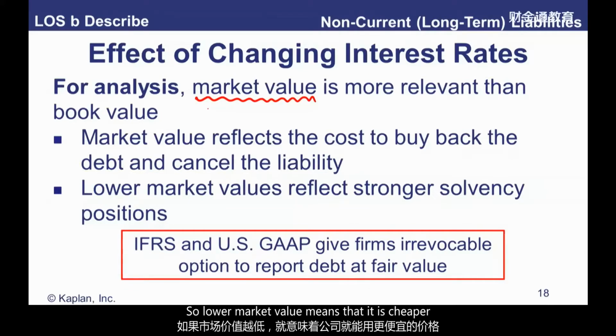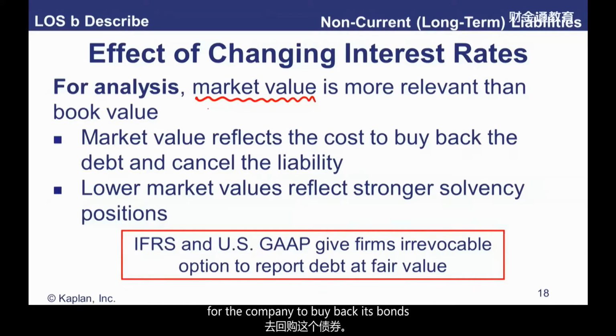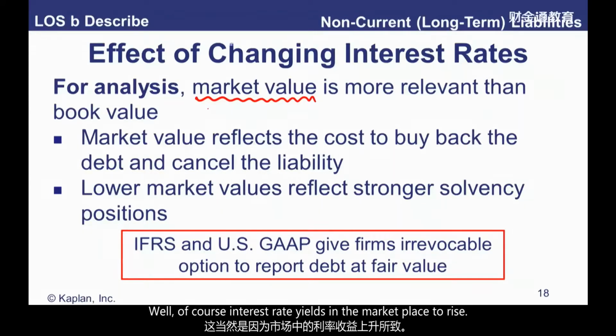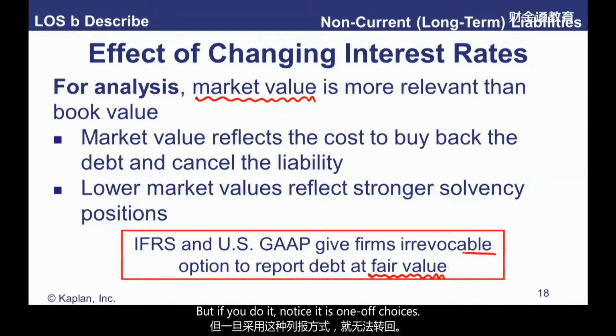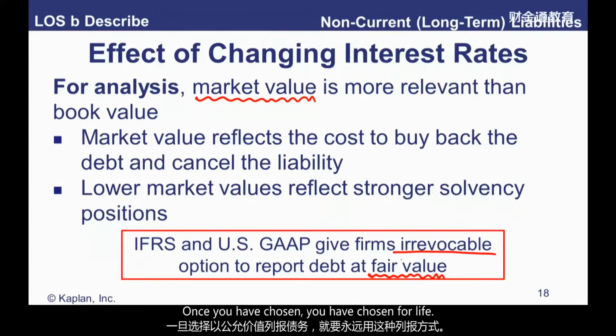So a lower market value means it's cheaper for the company to buy back its bonds, and therefore it's got a stronger solvency position. What causes market value to fall? Of course, interest rates and yields in the marketplace rising. Notice both IFRS and US GAAP do allow companies to report debt at fair value. But if you do it, notice it's a one-off choice. Once you've chosen, then you've chosen for life.